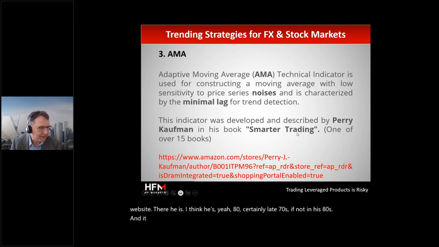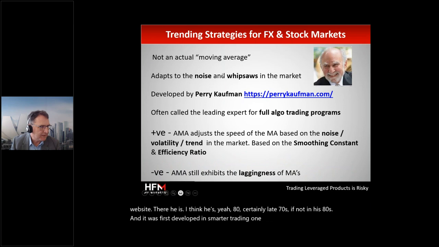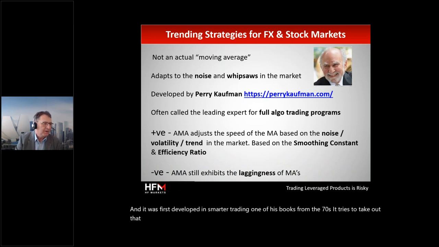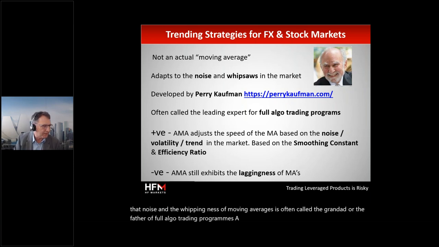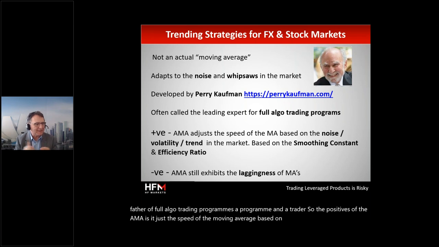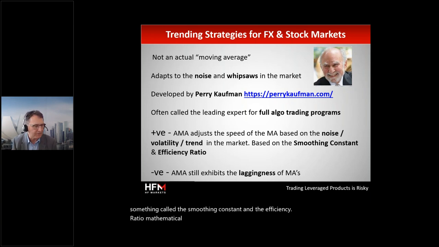It was first developed in Smarter Trading, one of his books from the 70s. It tries to take out that noise and the whippiness of moving averages. He's often called the granddad or the father of full algo trading programs. He's a programmer and a trader. The positive of the AMA is that it adjusts the speed of the moving average based on the noise and the volatility. It uses something called the smoothing constant and the efficiency ratio, mathematical formulas. I won't go into the details, but that's the basis of the AMA.